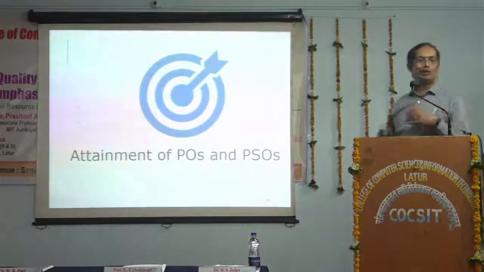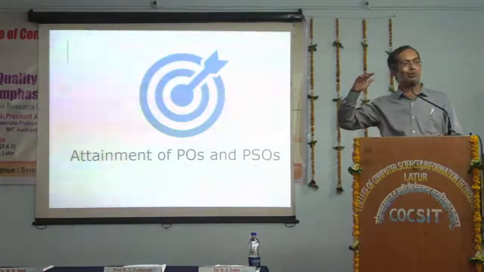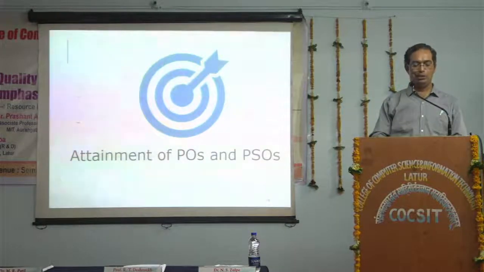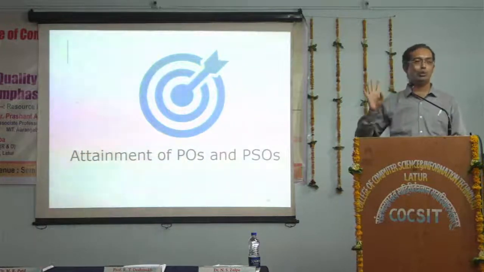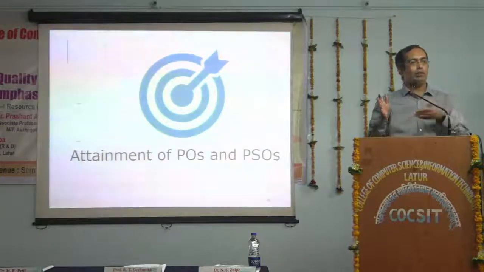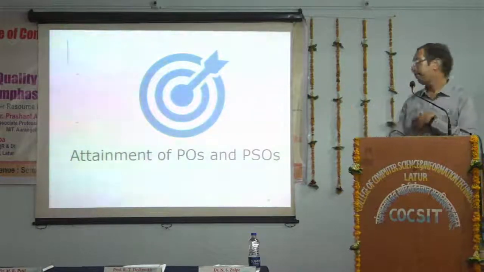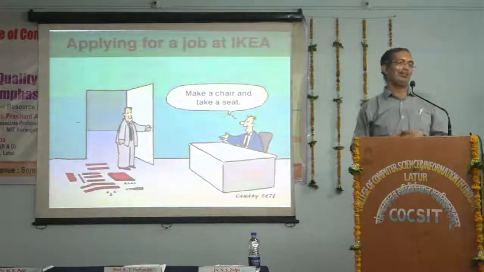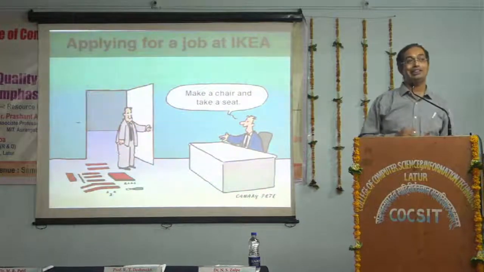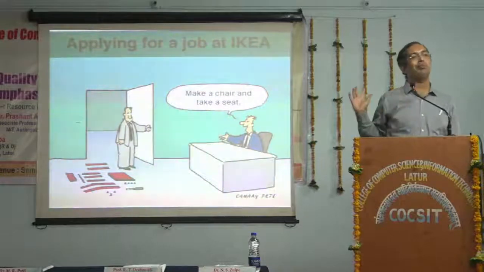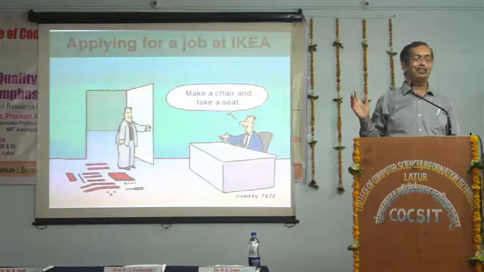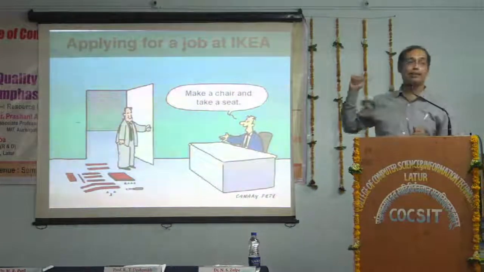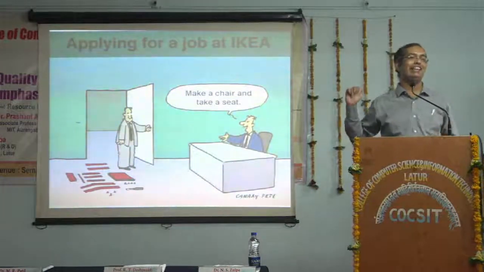Once you have done the attainment of COs, the next thing is you have to do the attainment of POs. I will not go up to attainment of POs, but I will go up to mapping. This is the best picture I could find, which says whether you have attained your PO or not. Most of you might know there is a company called IKEA.